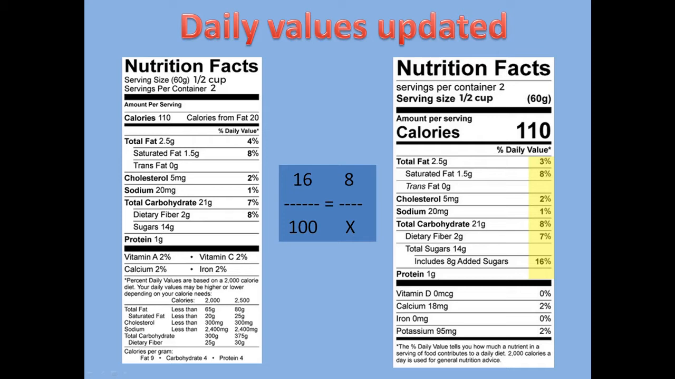Well, if you remember, what you want to do is get the x on the left-hand side. So you swap the 16 and the x, and now you want to multiply the 100 times 8. That goes up and crosses over and multiplies. And now you have 800 divided by 16, which is 50.